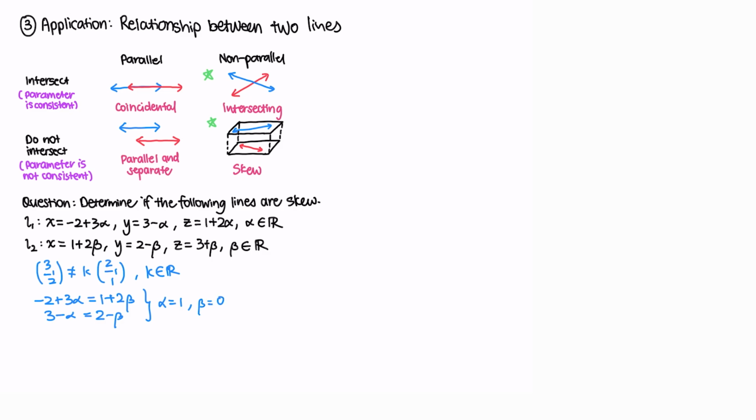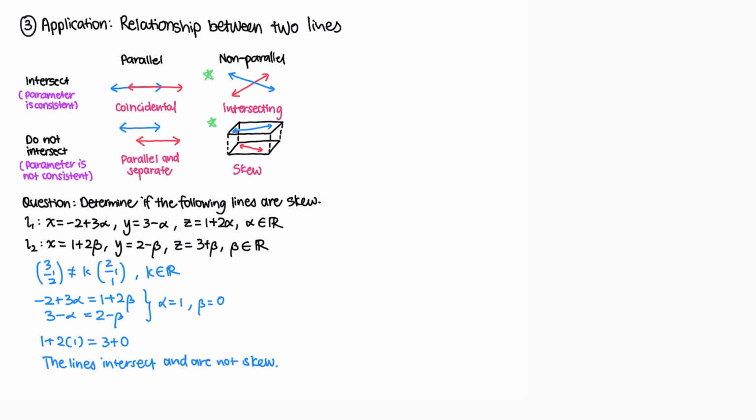Now, to check if the parameter is consistent or not, we're going to substitute this into the z. So we have 1 + 2 times alpha, and is this equal to 3 + beta? Yes, this is true. Hence, alpha = 1 and beta = 0 is a consistent parameter. That means there's a value of x, y, and z that are the same. And this is just the point where the lines intersect. So actually, this is intersecting and not skew.